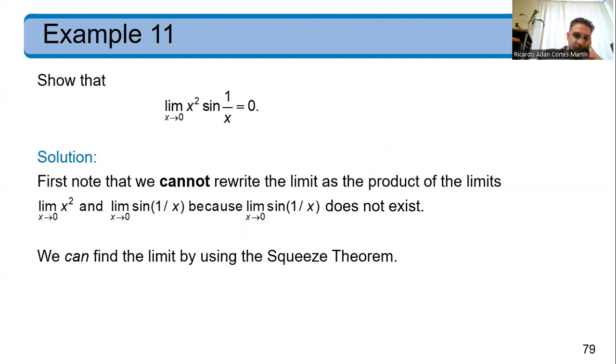So let's see, for example, we have this kind of limit: x squared times sine of 1 over x. Notice that we cannot evaluate this with the law of multiplication of limits, because what is the sine of 1 over x?